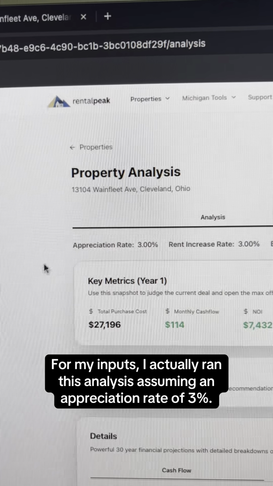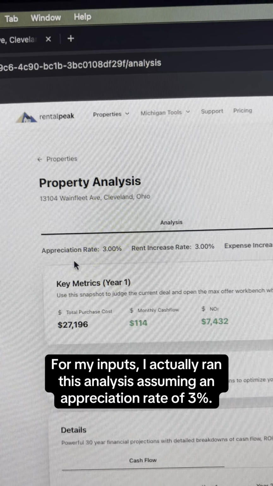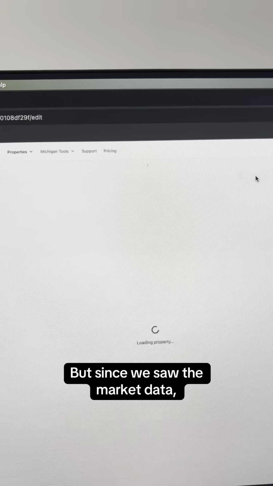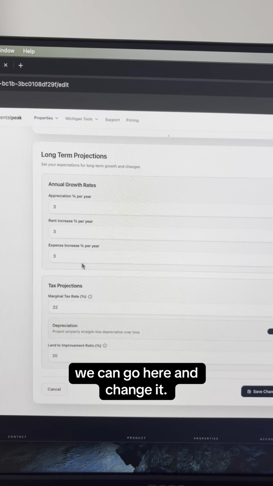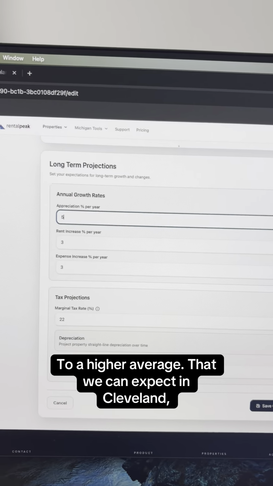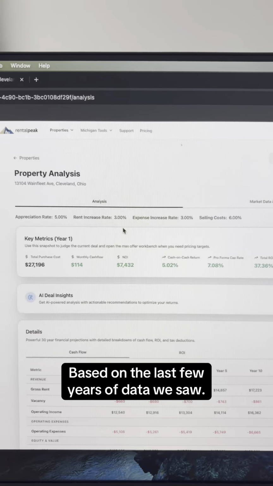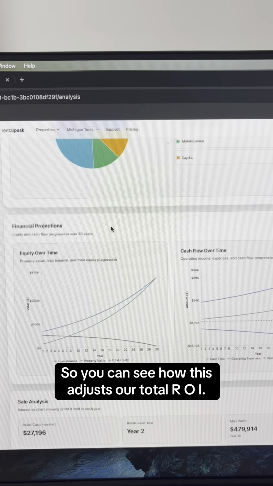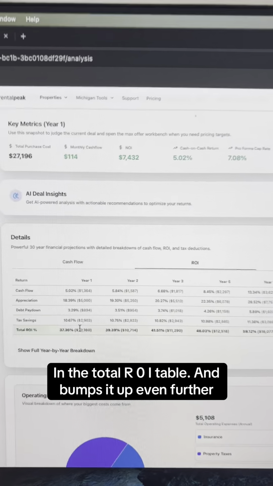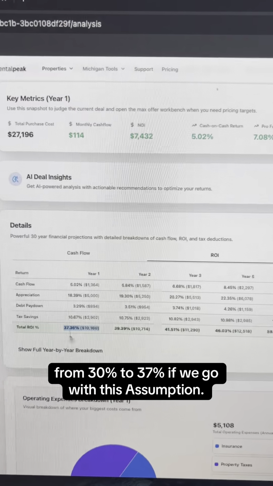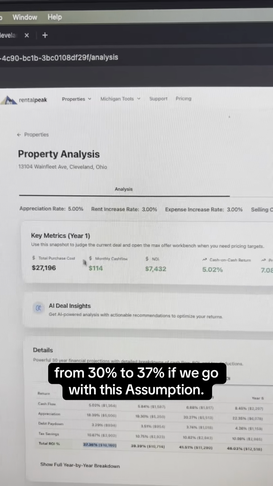For my inputs, I actually ran this analysis assuming an appreciation rate of 3%. But since we saw the market data, we can go here and change it and bump it up a little bit to a higher average that we can expect in Cleveland, at least over the next few years, based on the last few years of data we saw. So you can see how this adjusts our total ROI in the total ROI table and bumps it up even further from 30% to 37% if we go with this assumption.